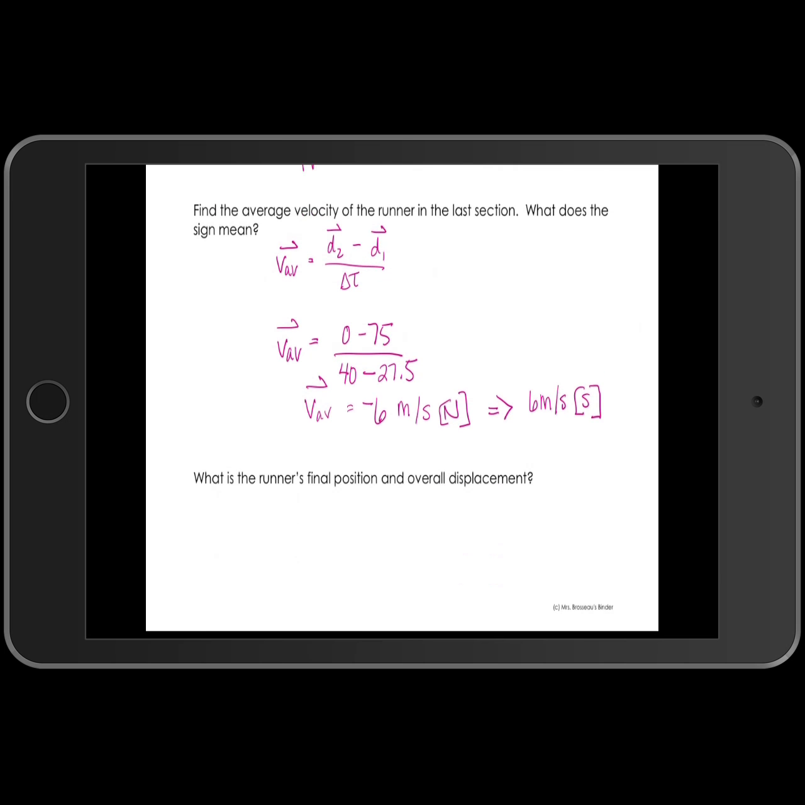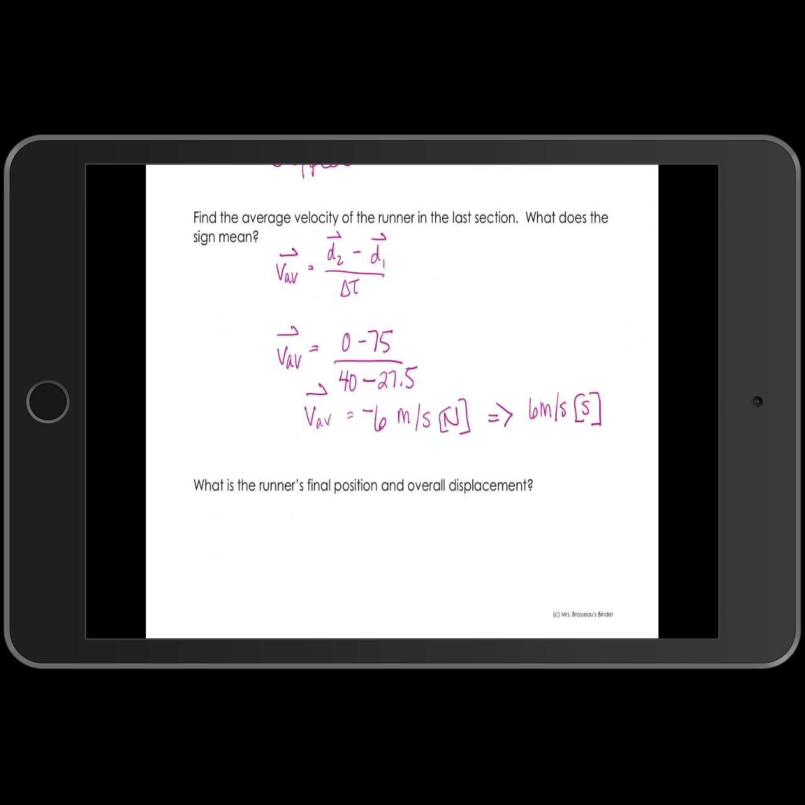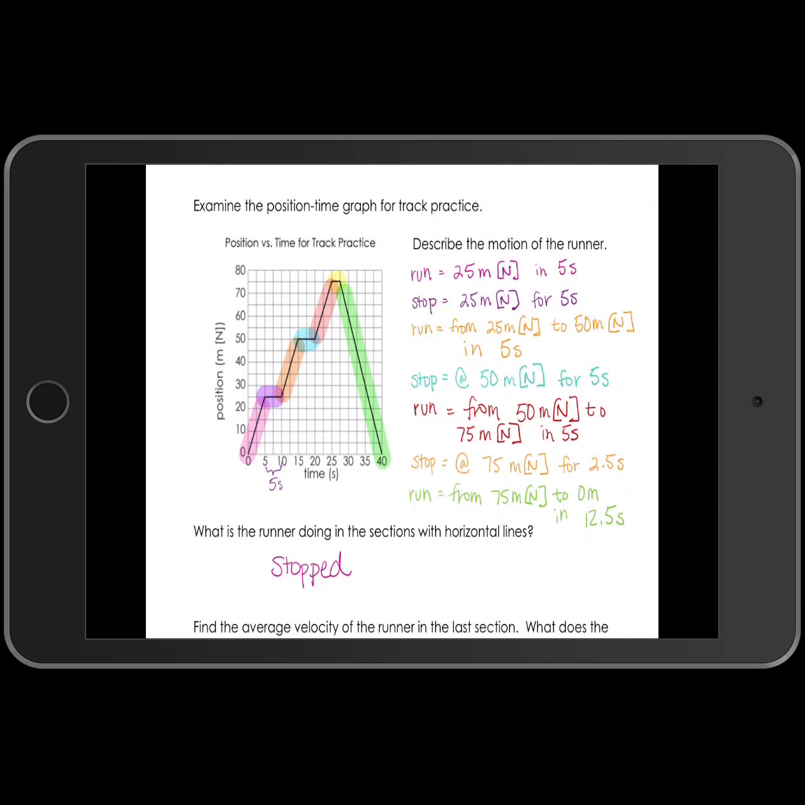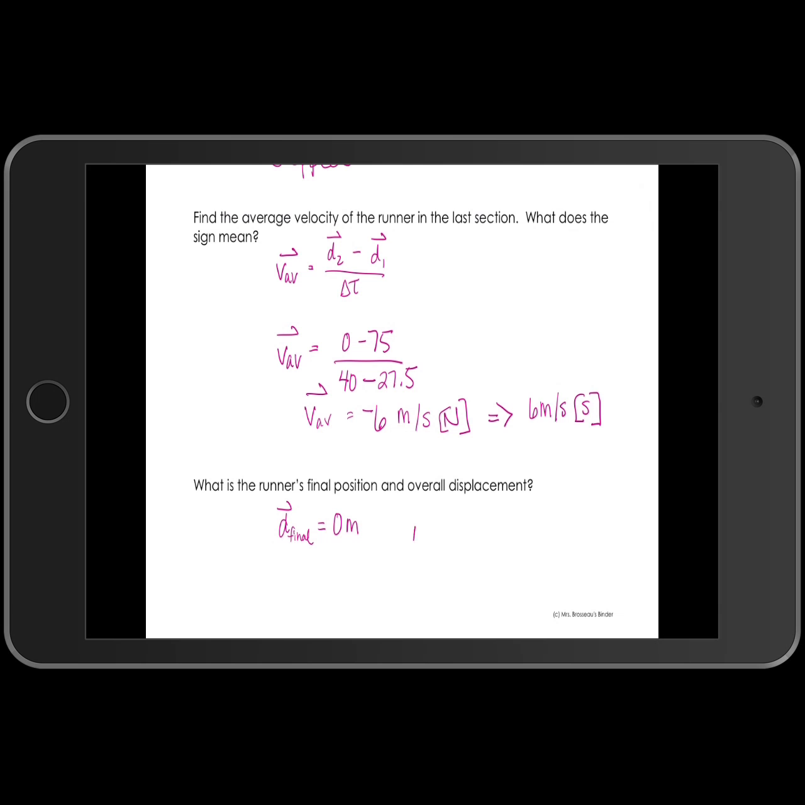Okay. What is the runner's final position and overall displacement? His final position was 0 meters. If he started at 0 meters and ended at 0 meters, his total displacement was going to be 0 meters.